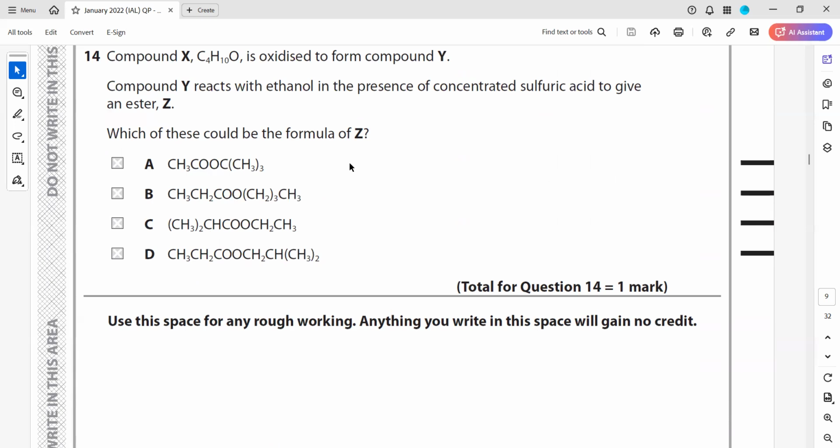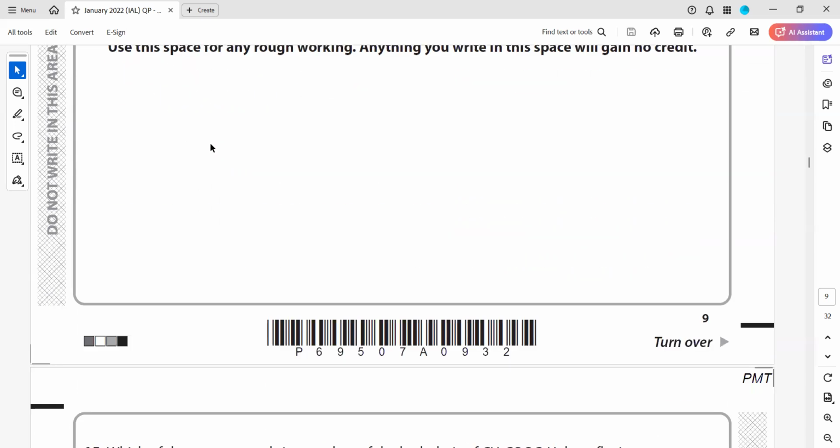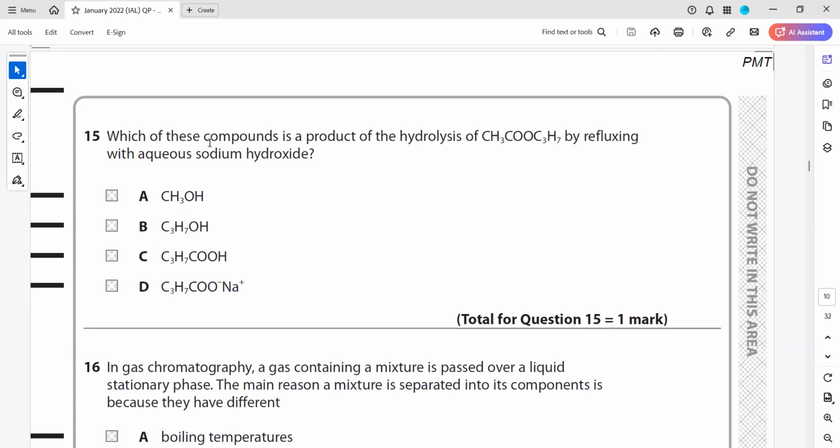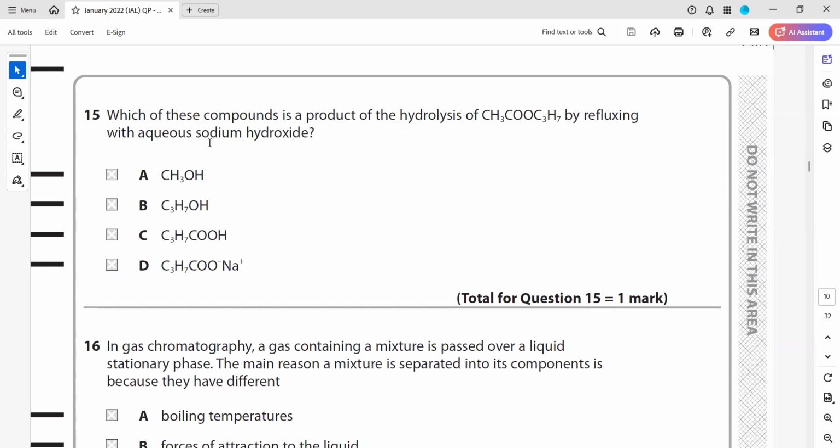So sulfuric acid is a catalyst for esterification. Should we know how it's involved in the reaction? No. It's a homogeneous catalyst. It has the same state as the solution.